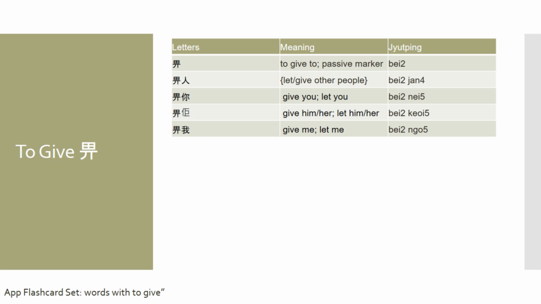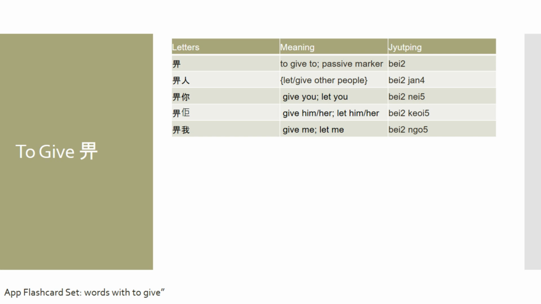Now, another way to use 俾你, instead of just let you or give you, it also means to compare with you. So, for example, if I'm taller than you, then I could say 我比你高, which means compared to you, I'm taller.